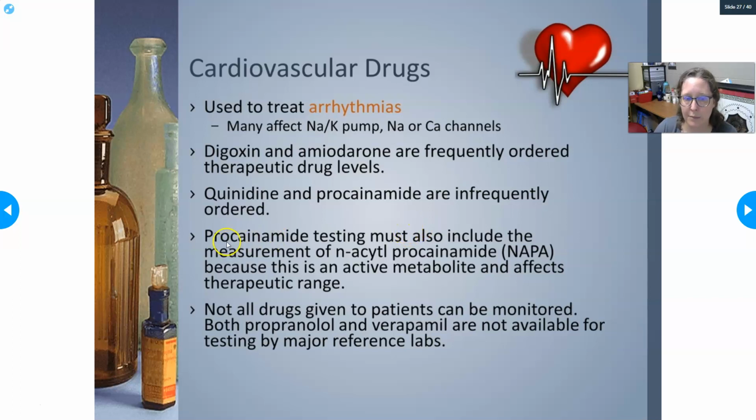And whenever a lab does procainamide, you also need to do NAPA, or N-acetyl procainamide levels, because that is the active metabolite. And those are the ones that actually are having the therapeutic effects. Not all drugs given to patients can be monitored. For example, both propranolol and verapamil are not available for testing by major reference labs.